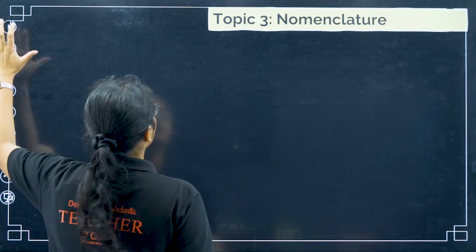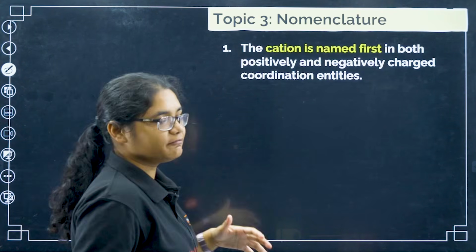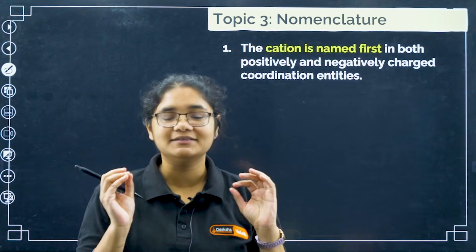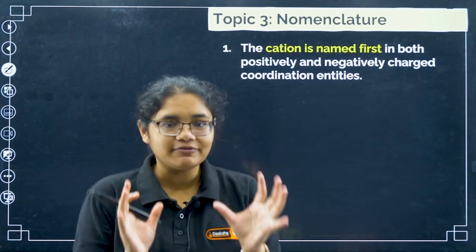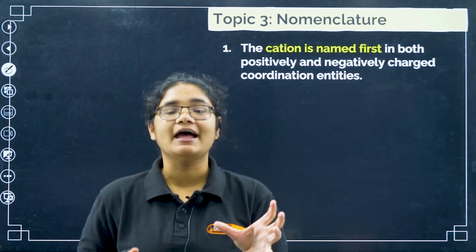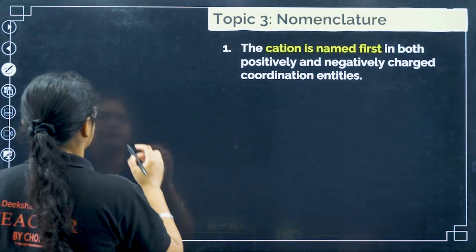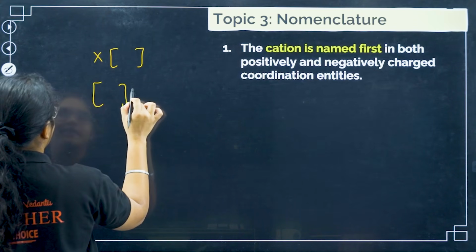Okay. Now moving forward to nomenclature. First of all, we'll see how to name these coordination compounds. There are certain rules that you need to follow. The first rule is that whenever you see a cation, it should be named first and then the anion. There are two possibilities: you can have it like this or you can have it like this.